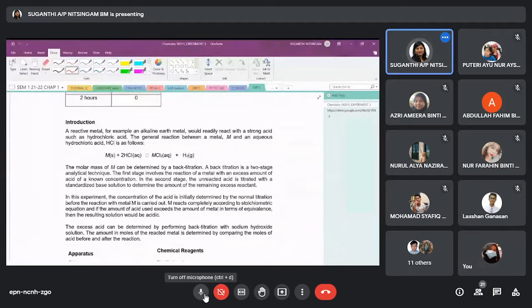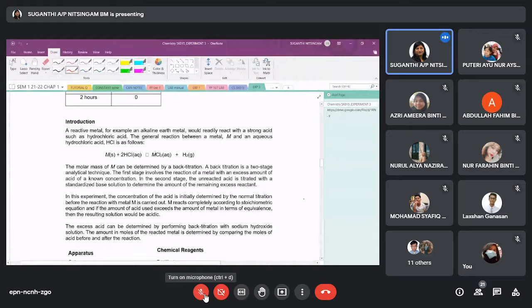Menyala? Menyala. Kayu uji menyala dan dia akan terpadam dengan bunyi pop. So you use a wooden splinter. Kayu uji itu adalah wooden splinter. Okay, so we will say a burning wooden splinter and it will go off with a pop sound.